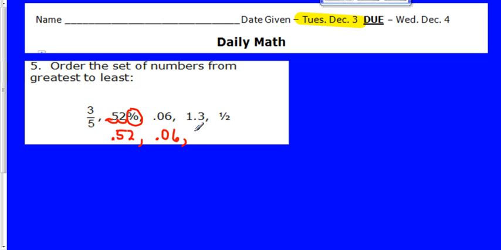Then we have 1.3, but the others all have 2 decimal places. See, we have 1, 2 places. We have 1, 2 places. So this one also has to have 2. So I'm going to add a 0 there. So that's 1.30. And then this fraction is one of the easier fractions we know. This is a half. A half is the same thing as 0.50. Half of a whole dollar is 50 cents.